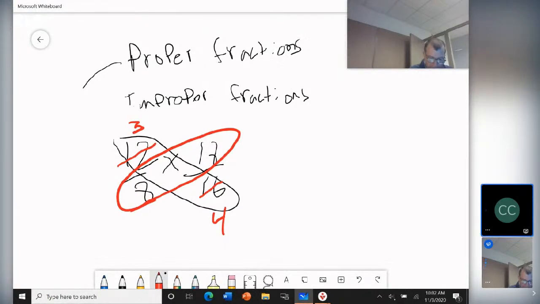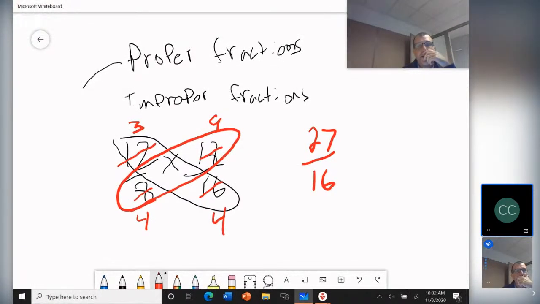And then you took 2 out of 8, which was 4, and then 2 went into 9. So what you ended up getting was 26 over 16. Okay, so that's an improper fraction because the numerator is bigger than the denominator. So a lot of times it's going to ask you to convert that into a mixed number.